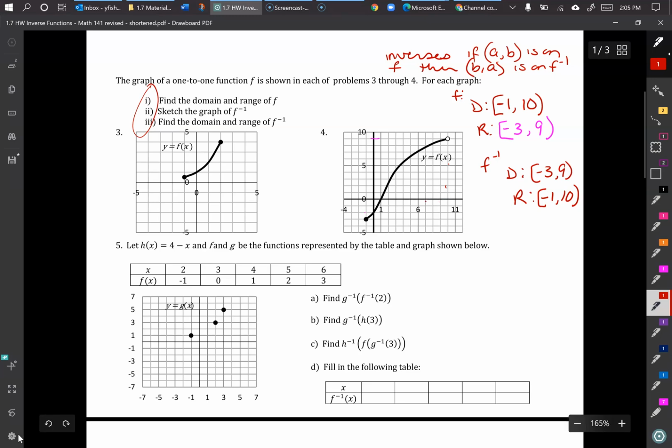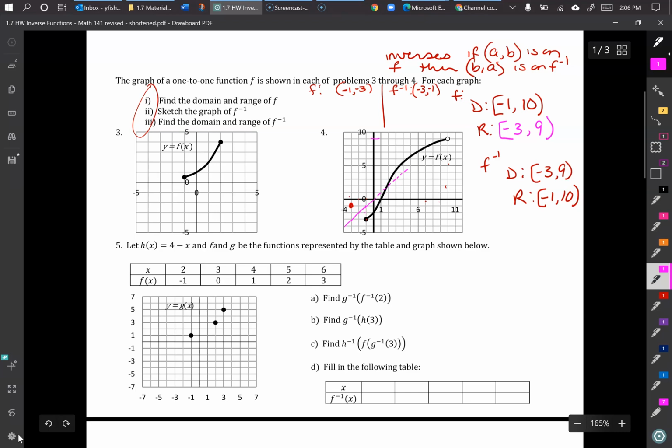So to plot the inverse, I can just look at a few key points. If I have -1, -3, that's a point on f. Then I know on f inverse I'm going to have -3, -1. They just switch. So then we can look over here, 1, 2, 3, and -1. You can also think of it as they reflect over the line of symmetry, y equals x.